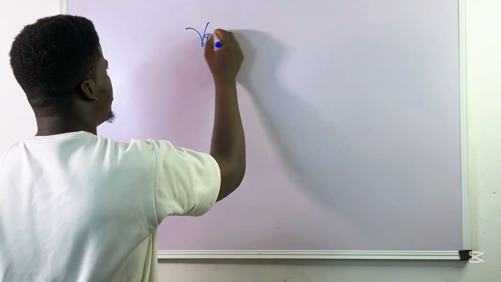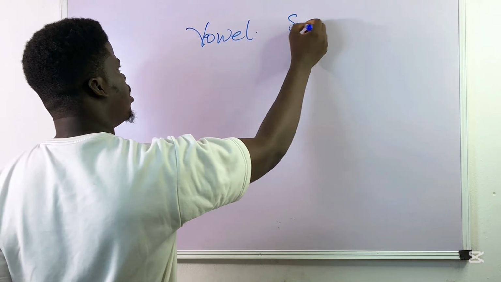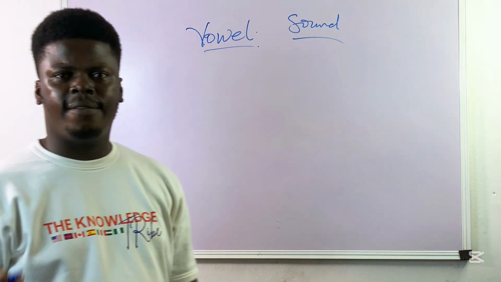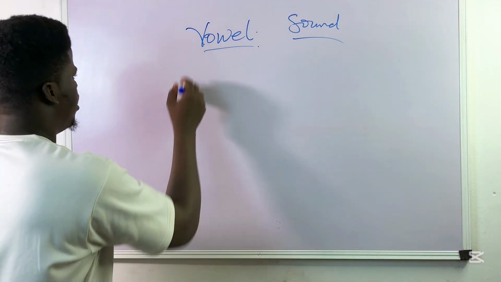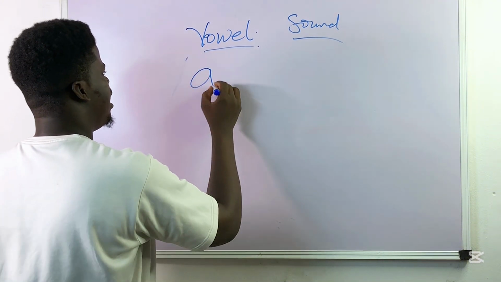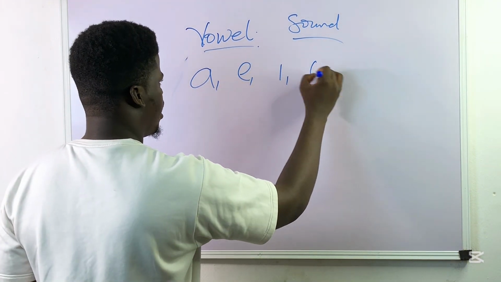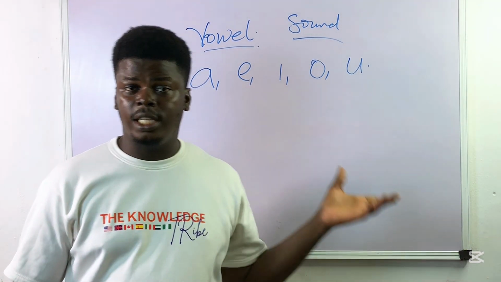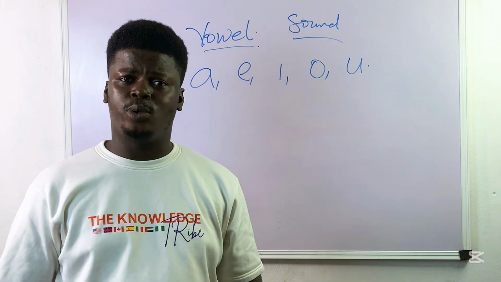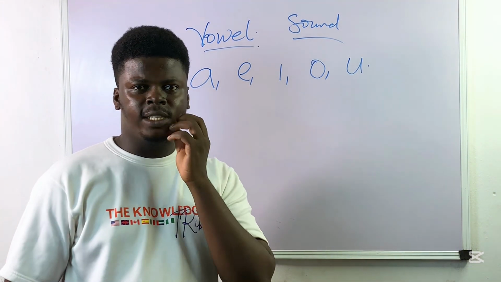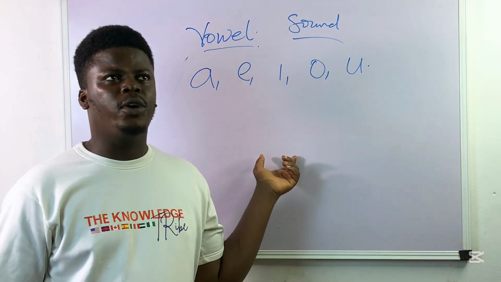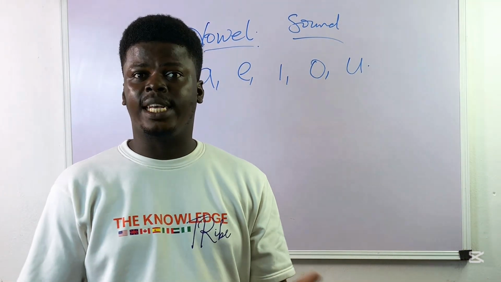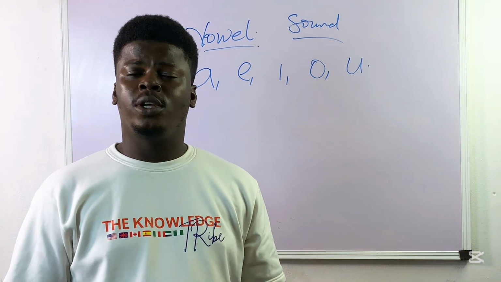So for example, we have the vowel sounds. Fantastic. We all know that we have five vowel sounds: A, E, I, O, and U. Without a vowel sound in a word, it will be very difficult for you to pronounce that word. In fact, words that don't have the vowel sound are mostly seen in Greek and Hebrew texts, and most times it's very difficult to pronounce those words.